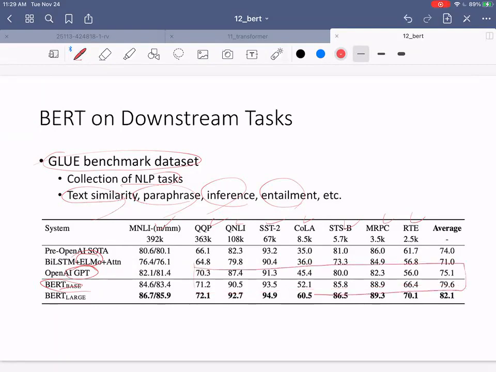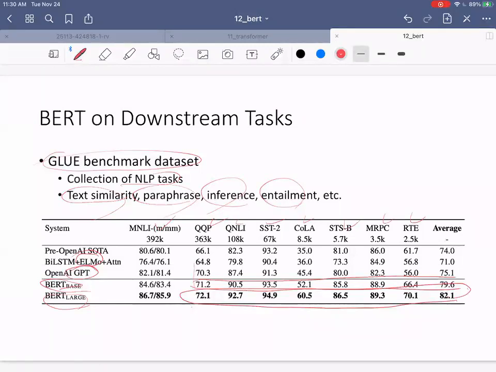Right here. This is a very bad drawing, I'm sorry. Anyway, compared to this and this, you can see that BERT outperforms GPT. And if you increase the size of the BERT architecture to 24 layers instead of 12 layers, you get even better performance. Compared to BERT base, BERT large outperforms BERT base all the time. So there's no limit, basically.